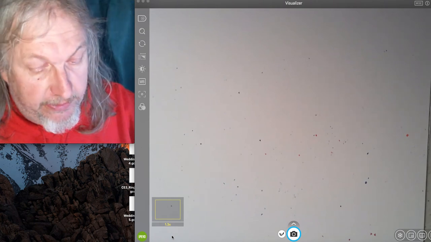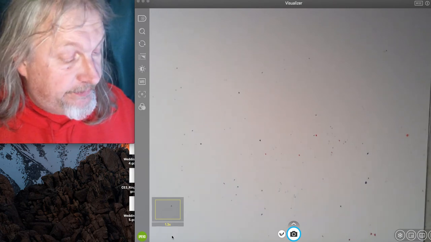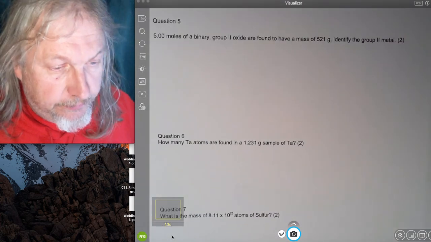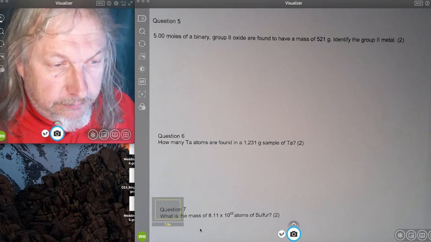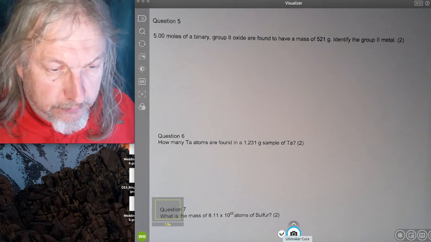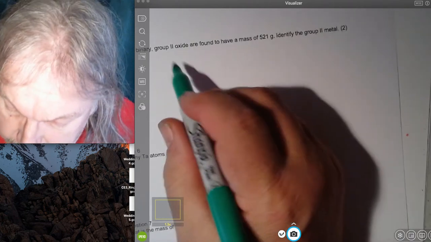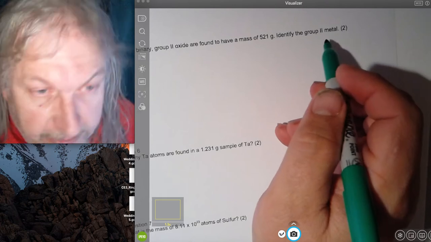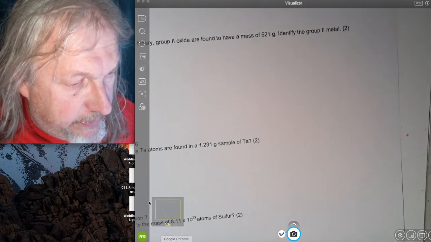Let's look at the fifth and sixth problems. All right, so I've got 5 moles of a binary acid. Okay, and its group 2 oxide is found to have a mass of 521 grams. Identify the group 2 metal.